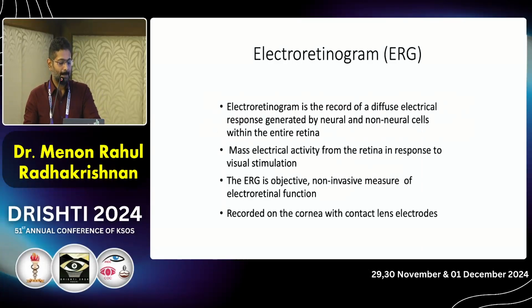ERG is an objective non-invasive measure of the electroretinal function. It is recorded on the cornea with electrodes. It is basically a diffuse electrical response generated by the neural and non-neural cells within the entire retina on stimulation with light. So it gives us a mass electrical activity from the retina.